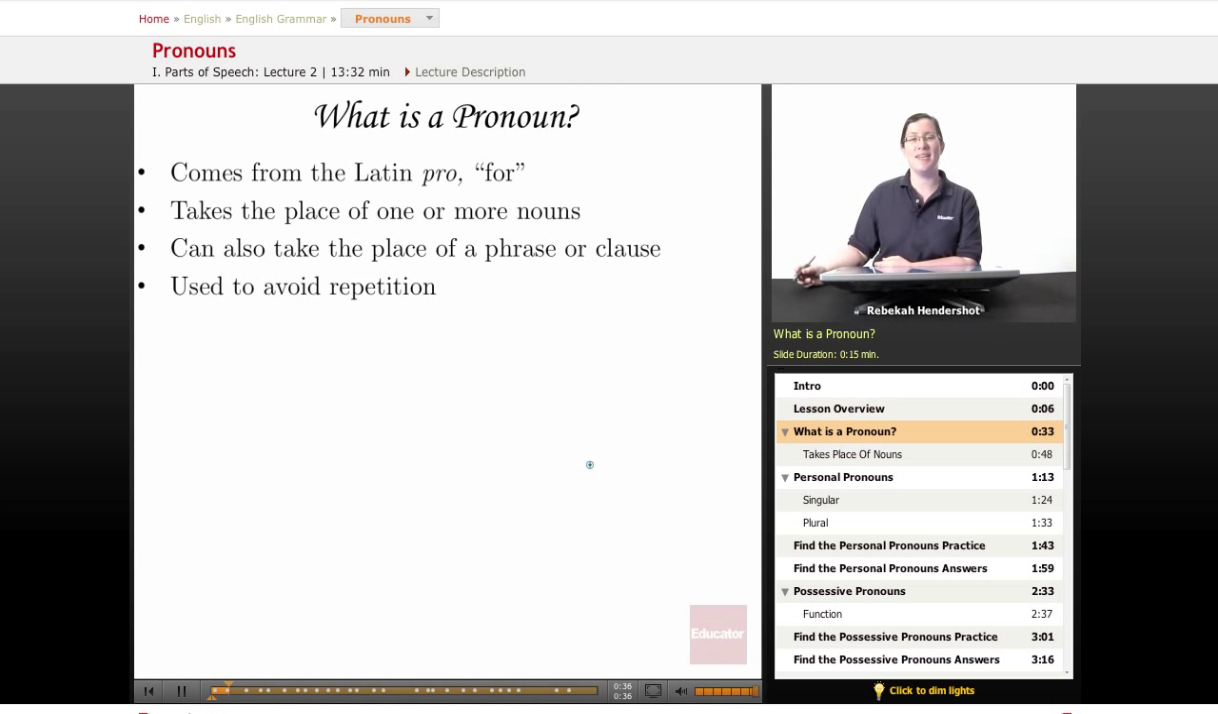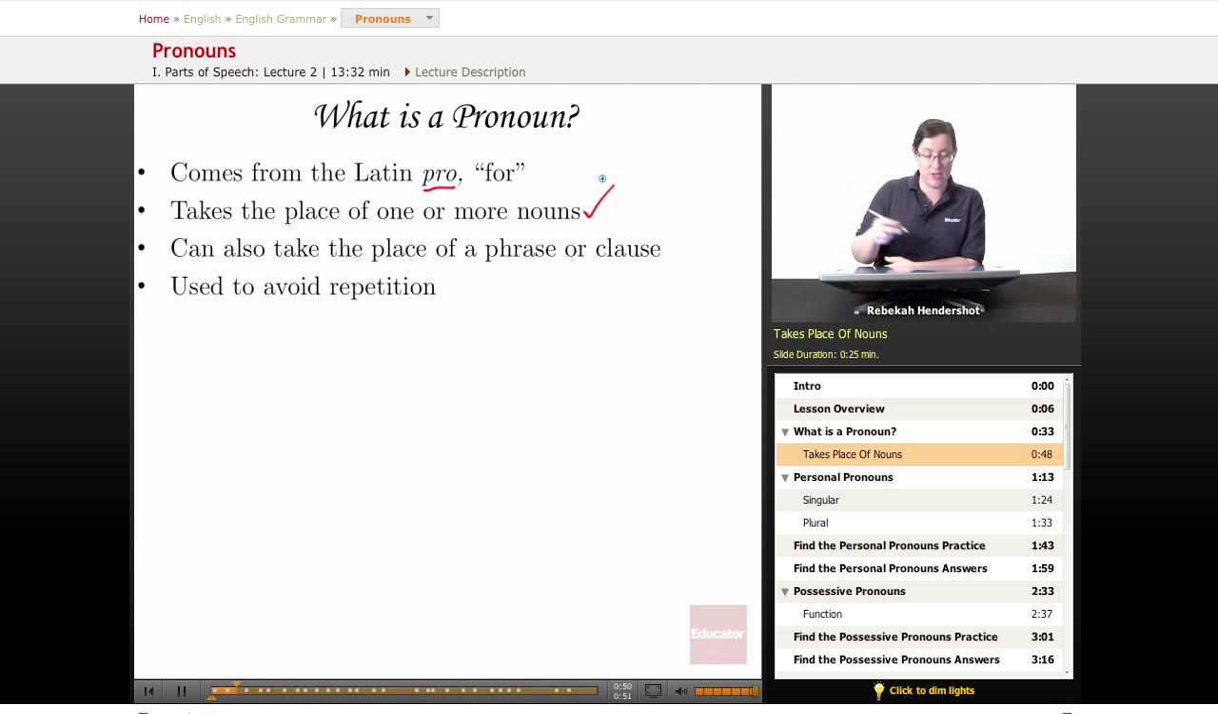All right, what is a pronoun? Well, pronoun comes from the Latin pro, meaning for, and nomen, meaning name. Now we studied nouns in our last lesson, so pronouns stand in for nouns, for names. A pronoun takes the place of one or more nouns. It can also take the place of a phrase or a clause. We'll go into that in a minute. And pronouns are used to avoid repetition. You wouldn't say, Bob went to the store, Bob bought milk, Bob went back to Bob's house in Bob's car. You get really repetitive with the Bob. So you use pronouns. Bob went to the store, he bought milk, he went to his house in his car, and so on.